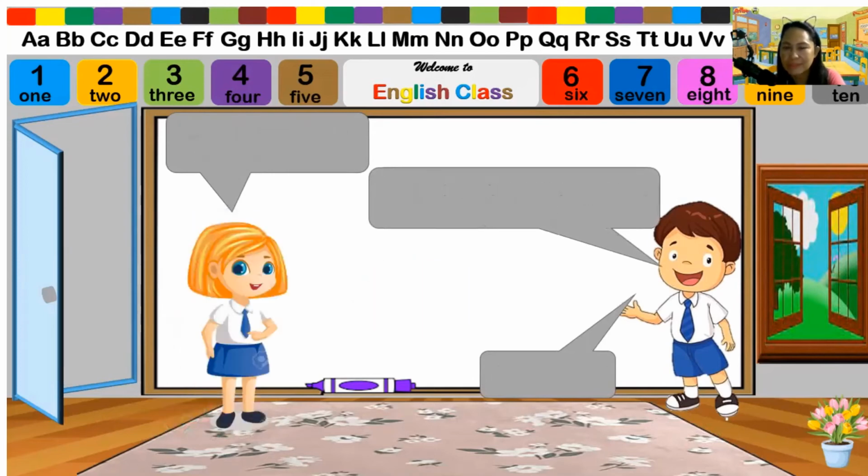Okay, let's see what he's going to borrow. What is he going to borrow? That's correct. A sharpener. Okay, how are you going to ask? Okay, good job.